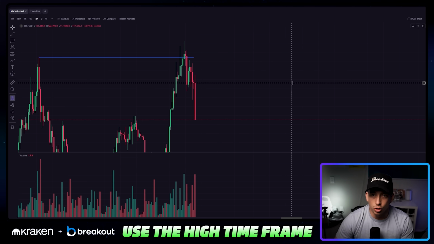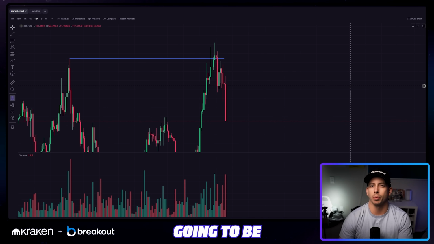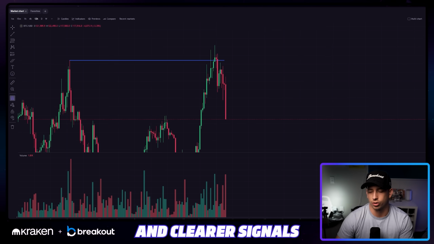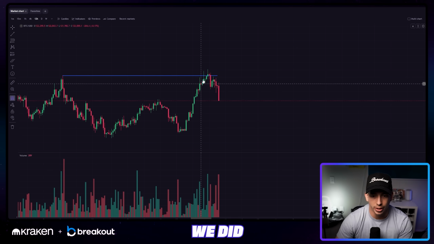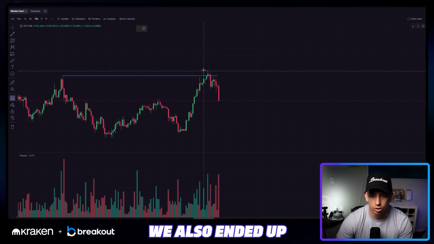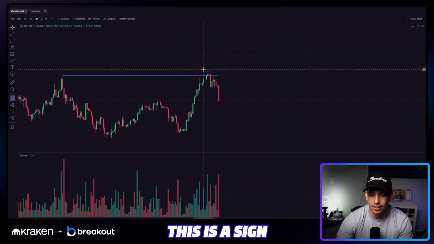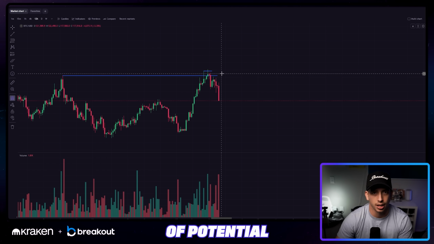Step number 1 is use the high time frame. There's generally going to be fewer fakeouts and clearer signals. So you can see here on the H12, while we did have a close above that level, we also ended up putting in an SFP. This is a sign of weakness, a sign of potential reversal.